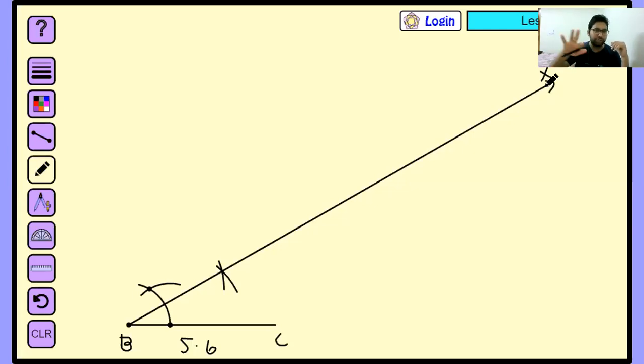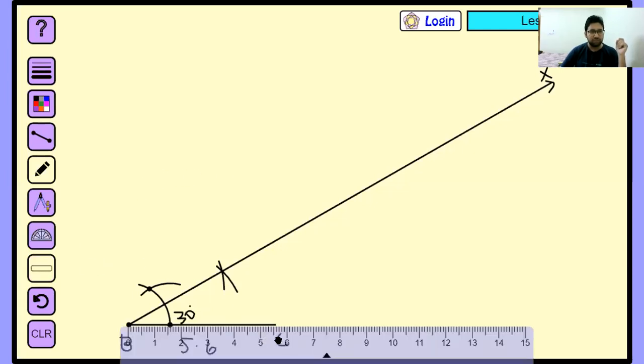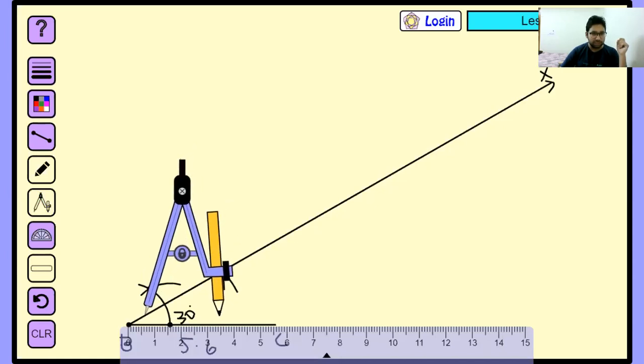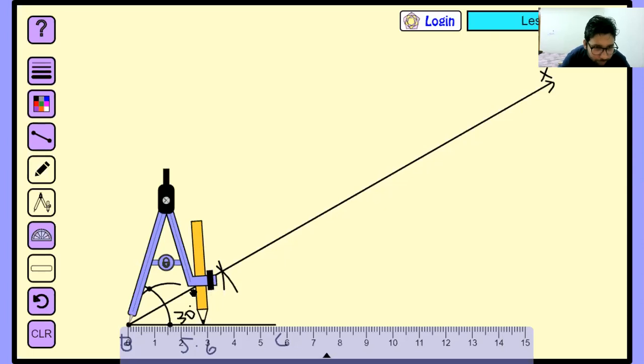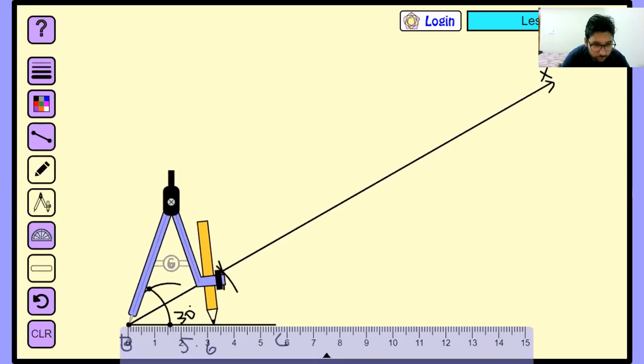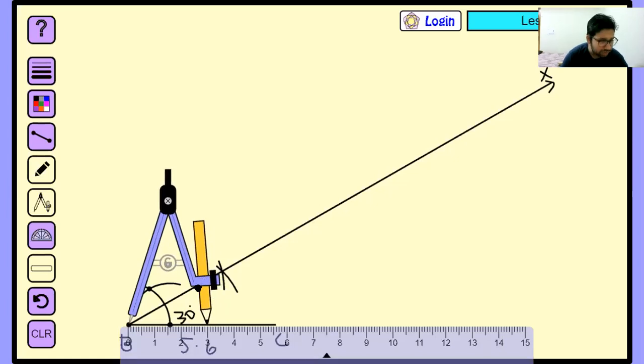Now, after making this, the next part is what? Now what shall we do, class? We will take an arc for AB minus AC, and that arc will come where? Upward or downward? That will come upwards, the reason being very simple, because the side containing the angle is larger. So this arc is of how much? 3. Let me open the compass first. It is 3 only.